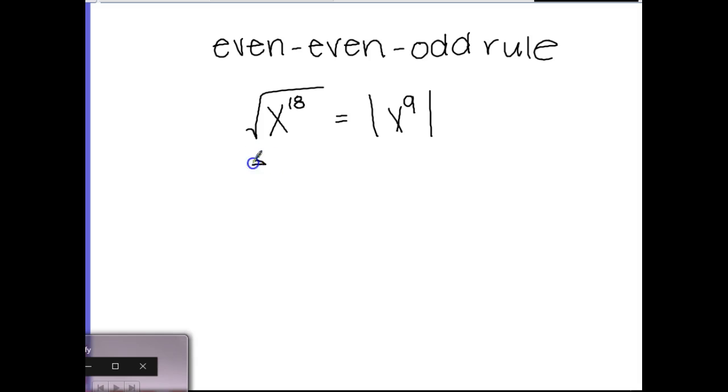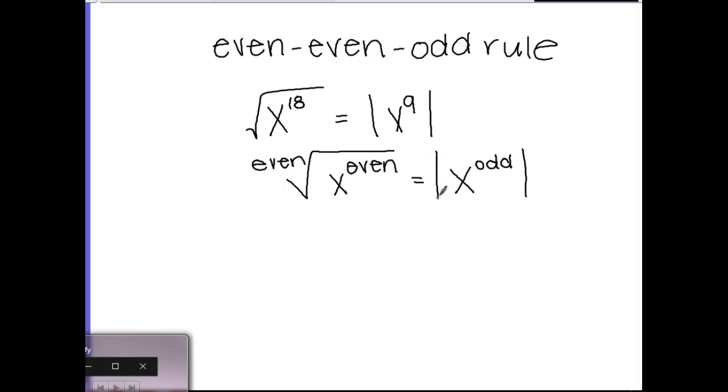So if you have an even radical, an even exponent inside, but your answer outside is odd, you need absolute values. And I write even next to the radical because eventually in chapter 6 we get to cube roots and 4th roots and 5th roots. So those become odds. So even, odd is kind of how I treat it. The even, odd rule. You go even, odd, you get absolute values.